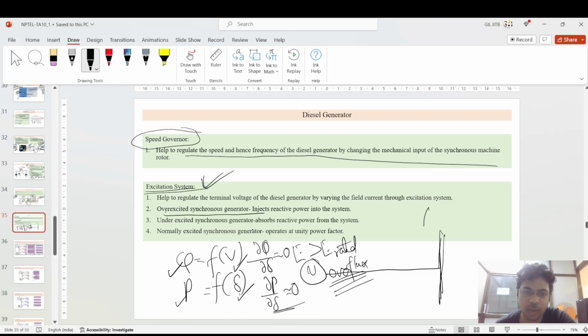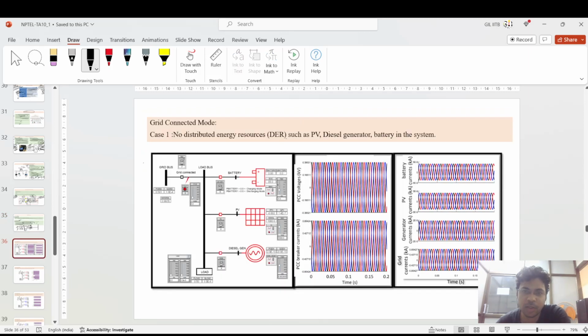So in the overexcited synchronous system, it has a higher voltage. Higher voltage means it has higher reactive power. So it injects that extra reactive power into the grid, into the system. But in the under-excited synchronous generator, if the voltage is lower than the rated value, it needs reactive power to maintain the voltage at the rated value. For that, it absorbs reactive power from the system. This is the most important part. And second, when normally excited, it means it is operating at unity power factor. There is no need of reactive power for operation of this system.